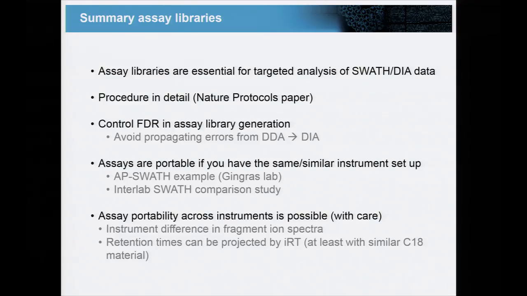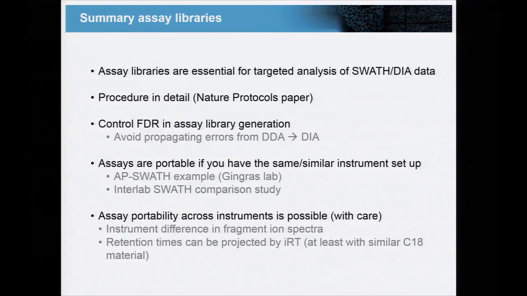Okay, so I'll summarize now. Assay libraries are essential for targeted analysis of SWATH or DIA data, and Yancheng is going to talk much more about this in detail in the afternoon. We have now written down this procedure in this Nature Protocols paper that you can try out or take a look into if you like. Our recommendation is that you control the FDR in this assay library generation to avoid propagating errors from DDA to DIA. It seems like these assays are pretty portable if you have the same or similar instruments set up.